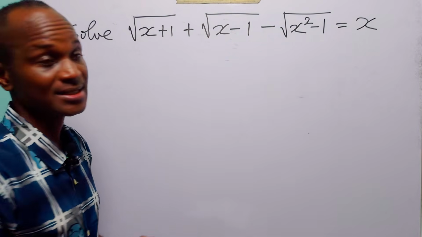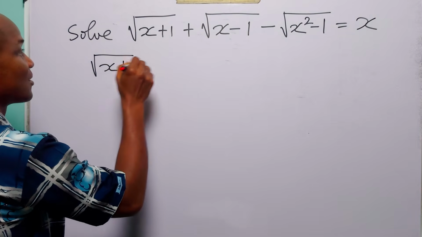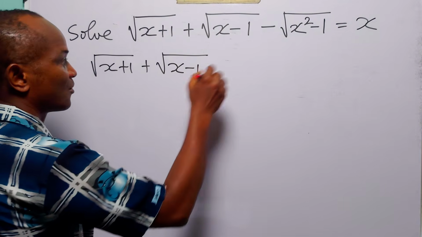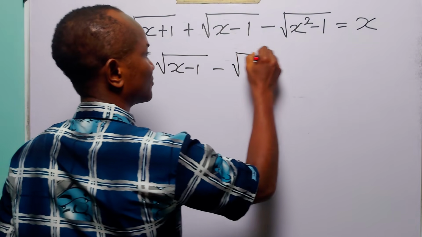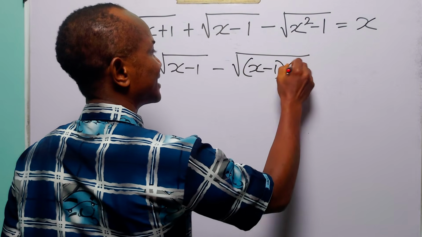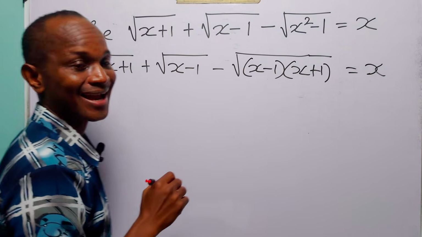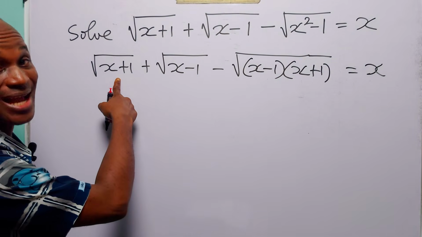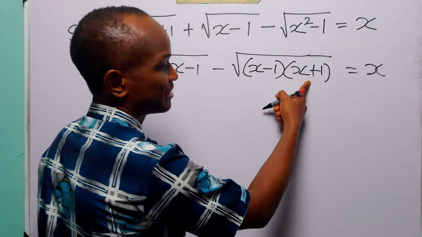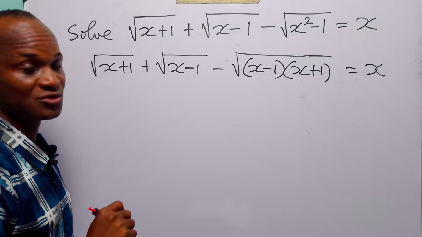So we can write this equation as root x plus 1 plus root x minus 1 minus root x minus 1 times x plus 1 is equal to x. Now here we have root x plus 1, root x minus 1, root x minus 1 times x plus 1. To simplify this equation, let us do two substitutions.